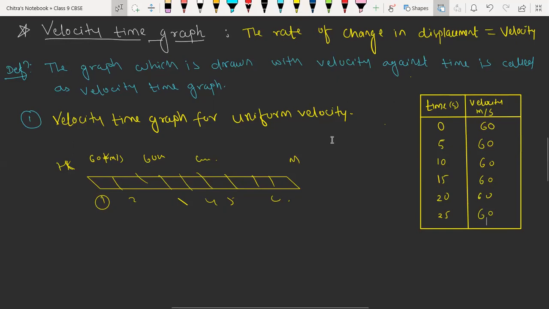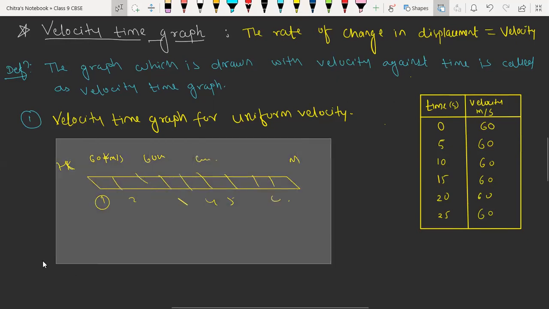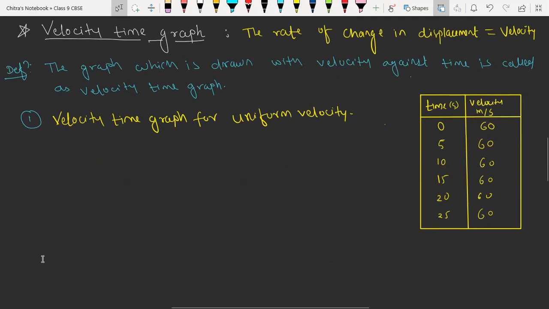Okay. So I'm erasing that part. That part is not required for us. Okay. So now we are going to draw the graph. Let me plot the graph here. Suppose this is the x-axis and this is the y-axis. Here I am taking velocity.